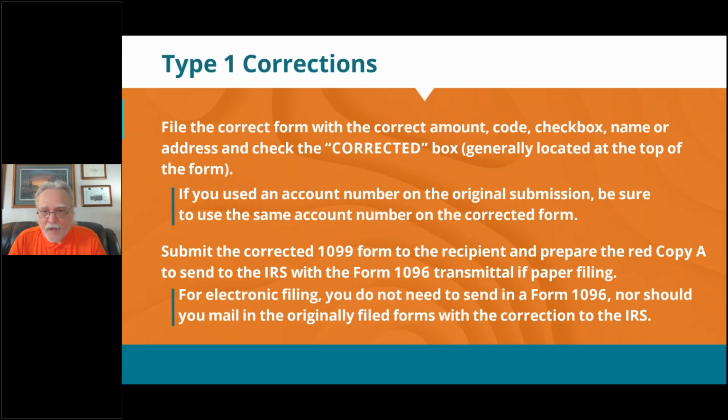So again, this is it. Check the box for corrected. It's on the top of the form. If you used an account number when you were submitting these, make sure you use that same account number when you send in the corrected form. And send a corrected 1099 form to the recipient, get that to them, and then prepare a 1096 if you're filing paper. I don't believe there's hardly anybody doing it on paper anymore. If you filed electronically, you do not have to send in a Form 1096. Just send in the corrected 1099.